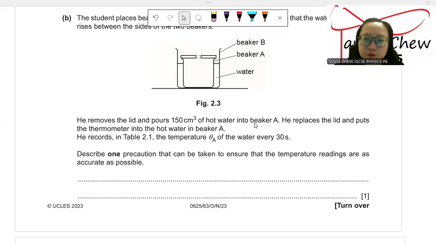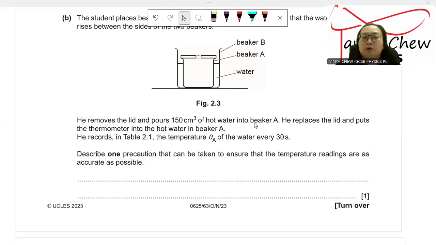Describe one precaution that can be taken to ensure that the temperature readings are as accurate as possible. First of all, if you want the temperature reading to be as accurate as possible, you need to insert in your thermometer and wait for the liquid in the thermometer, or the mercury inside the thermometer, to stop rising before you take your pen and jot down the reading stated on the thermometer.